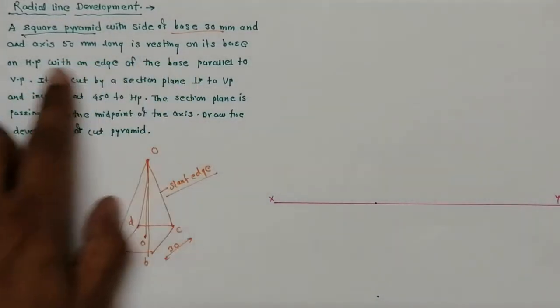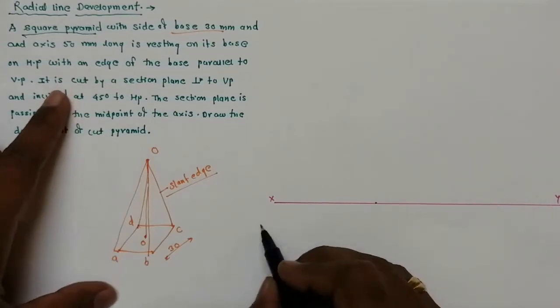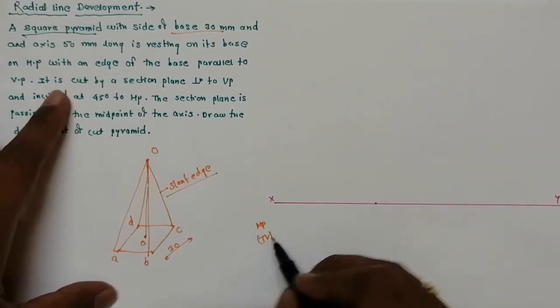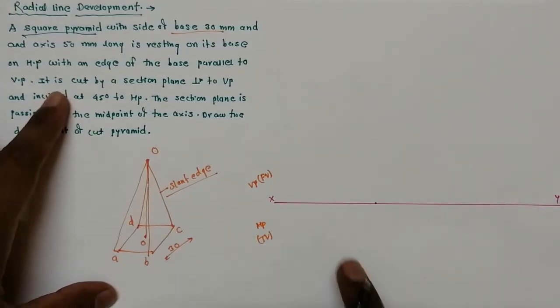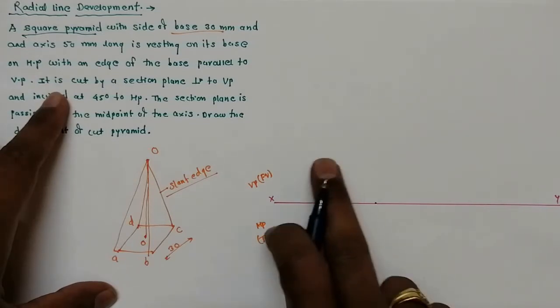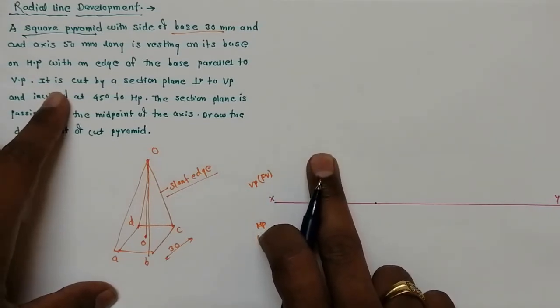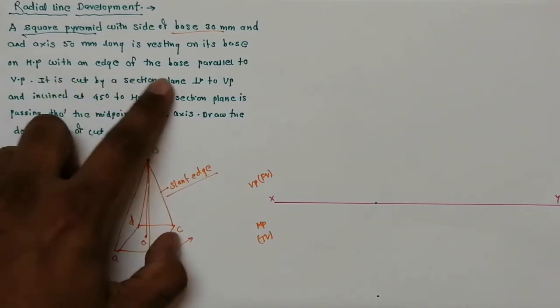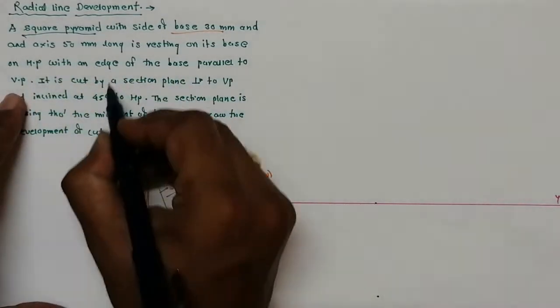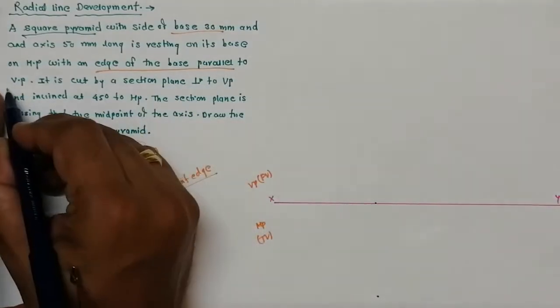It is resting on its base on the HP. So this is our HP, where we get the top view, and this is our VP, where we get the front view. The problem always starts with the HP and the top view, and the front view comes in the VP. The condition is with an edge of the base parallel to the VP.